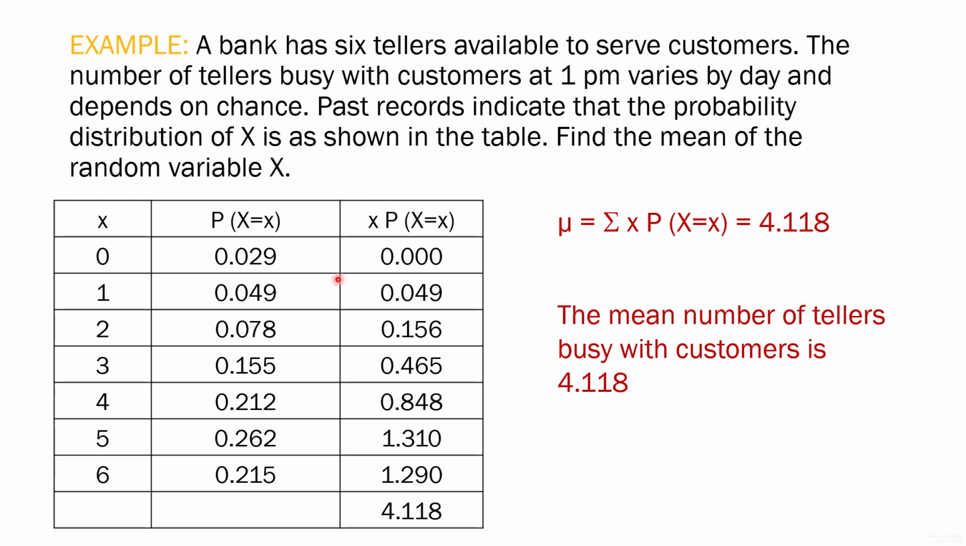Now, just to back it up a little bit, you will be given these numbers for a question like this, so you don't have to find these anywhere else, but you will have to calculate these ones here. Once you sum all of these up here, you get 4.118. And if you look at it, it is the sum of this equation here. And so the mean number of tellers busy with customers is 4.118.